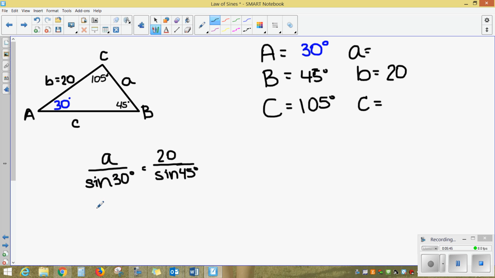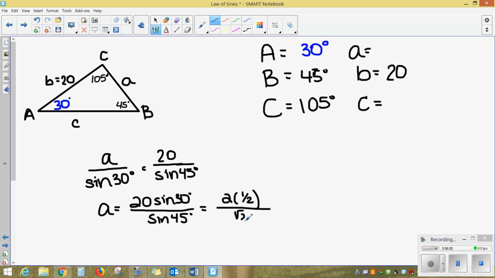From there, if I want to solve for A, I can multiply both sides by sine of 30. Of course, if I wanted an exact value for this, let's do that on this one because these are special angles and it doesn't hurt to practice that. Sine of 30 degrees is equal to 1/2. Here we have square root of 2 over 2. So the top reduces to be 1. We flip and multiply.